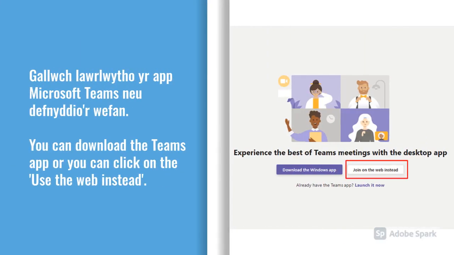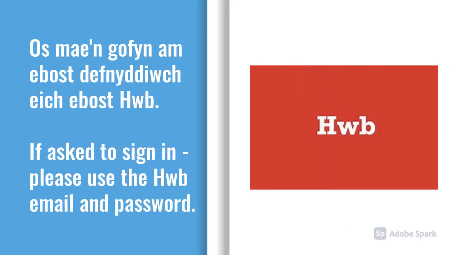Gallwch lawrlwytho yr app Microsoft Teams neu defnyddio'r wefan. You can download the Teams app or you can click on the Use the Web instead. Os mae'n gofyn am e-bost, defnyddiwch eich e-bost Hub. If asked to sign in, please use the Hub email and password.